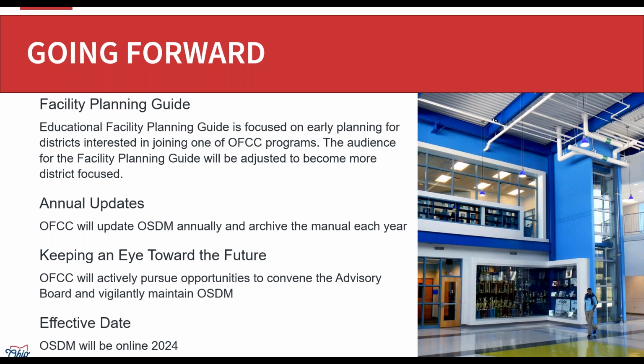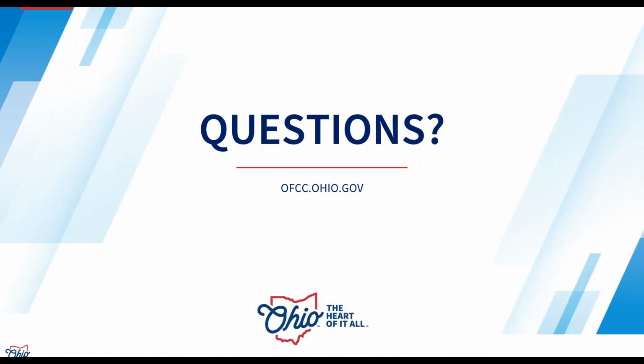Who are they going to need? When are they going to need them? What's the process? So again, that is coming in the near future, upon completion of this iteration of OSDM, and will be available on the website as well. The goal for the effective date, I think I mentioned commission meeting in January, so certainly having the new manual online first quarter of 2024. Thank you all very much for joining us. We appreciate your time and your interest, and at this point, we appreciate your questions.